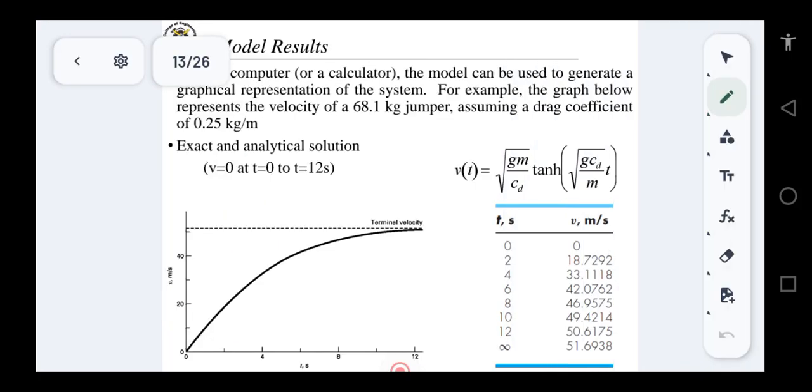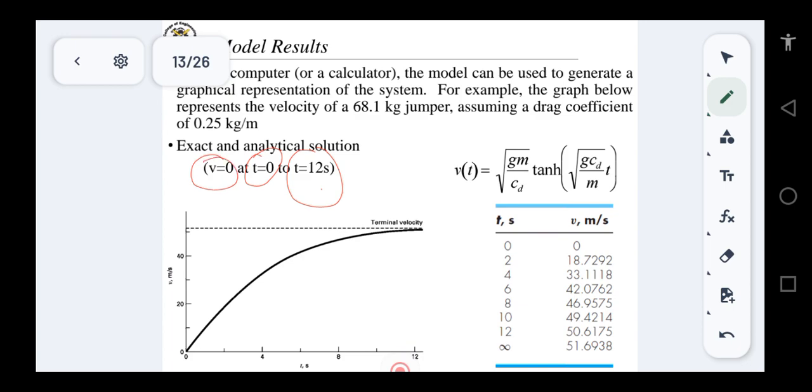Using the mathematical model stated above, v of t, we can perform some computational work for the computer to generate, at each point in time, the velocity of the jumper. So the jumper started at time 0, and now the jumper is at 12 seconds. From 0 to 12, what will be the velocity? When the jumper started, the time is 0 because the jumper has not moved any distance, and the velocity is also 0 at the initial point.